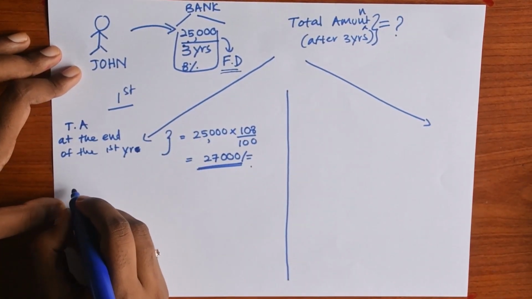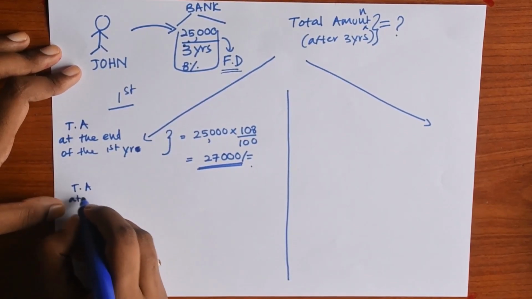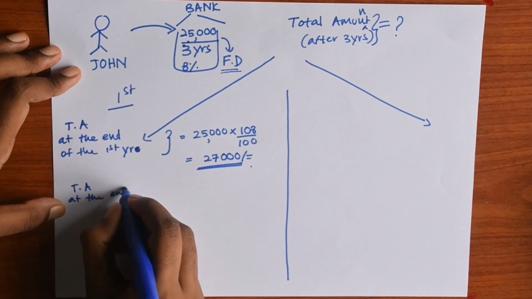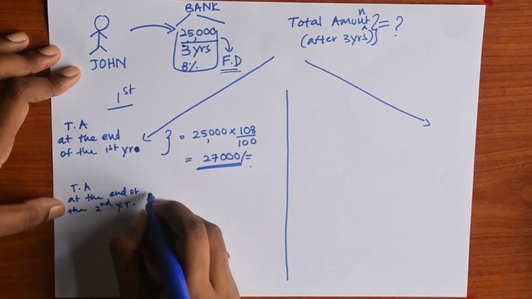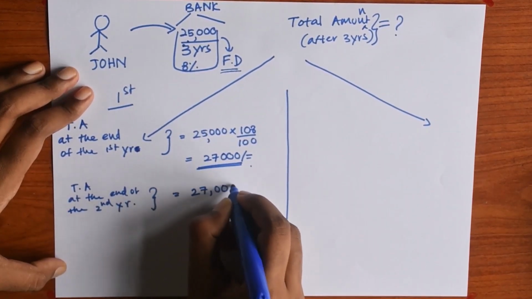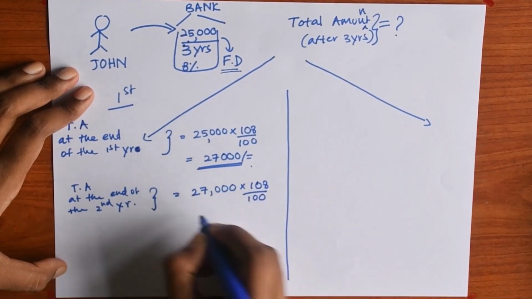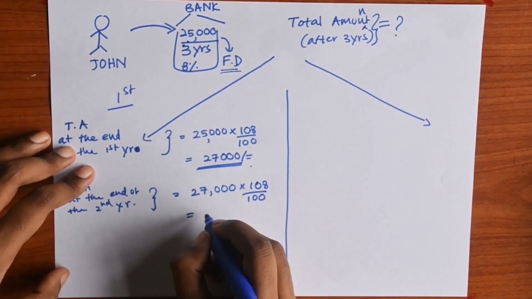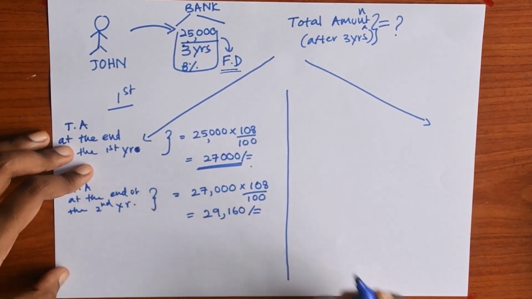Next, let's calculate the total amount that John will receive at the end of the second year. That amount is 27,000 rupees into 108 over 100. This is equal to 29,160 rupees.